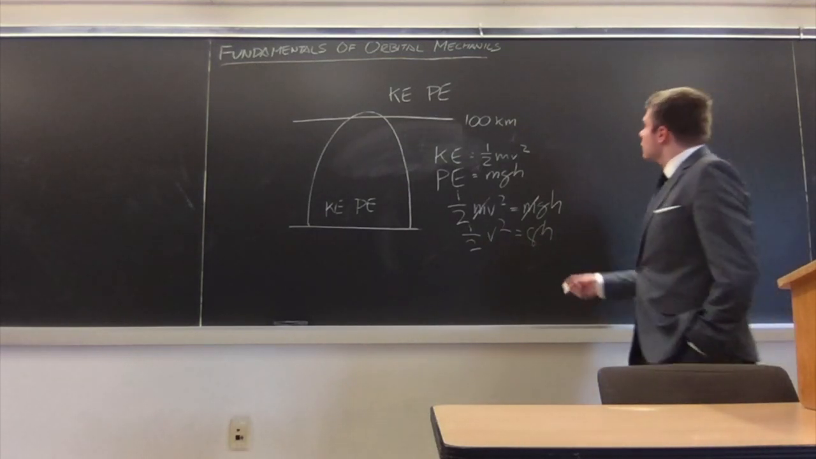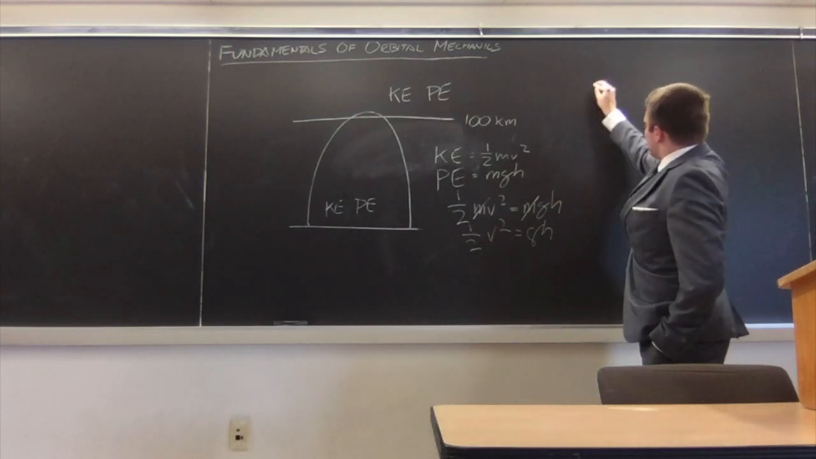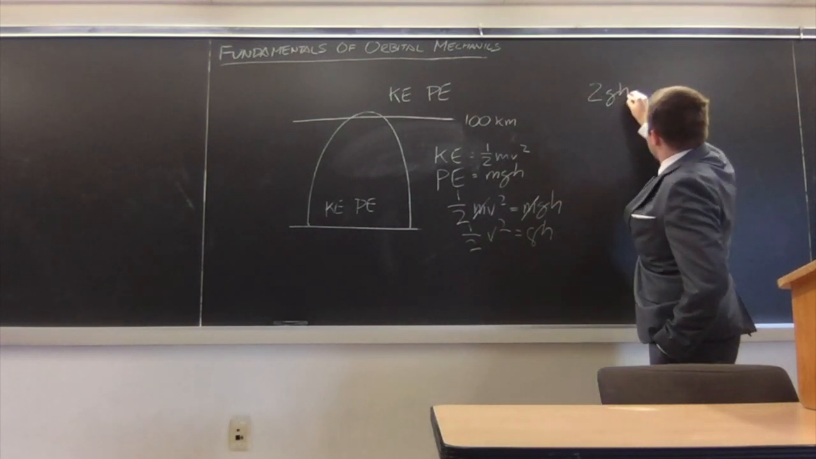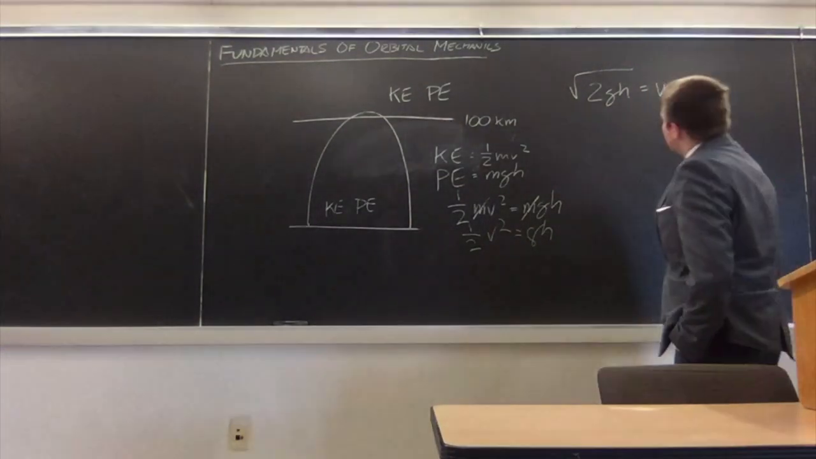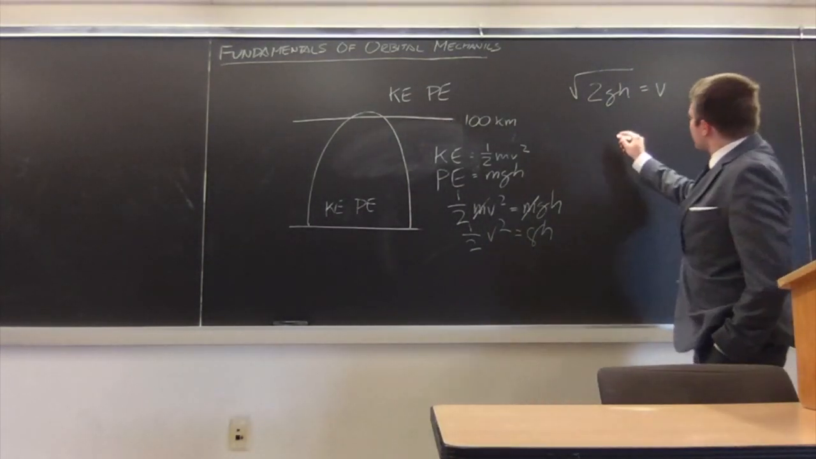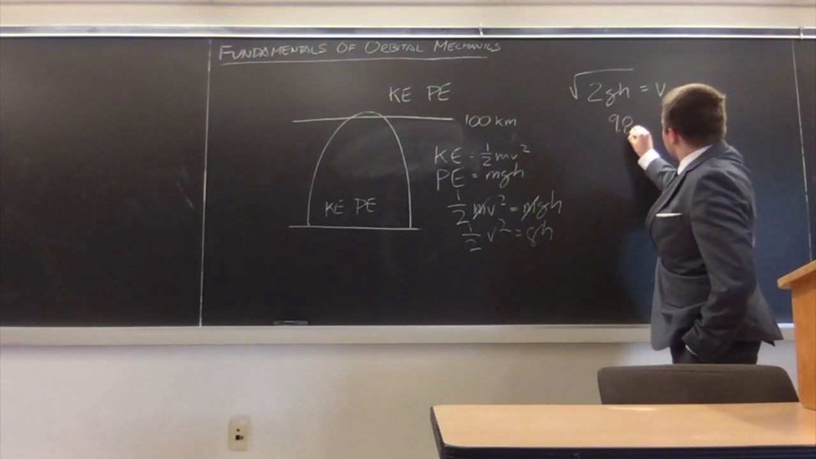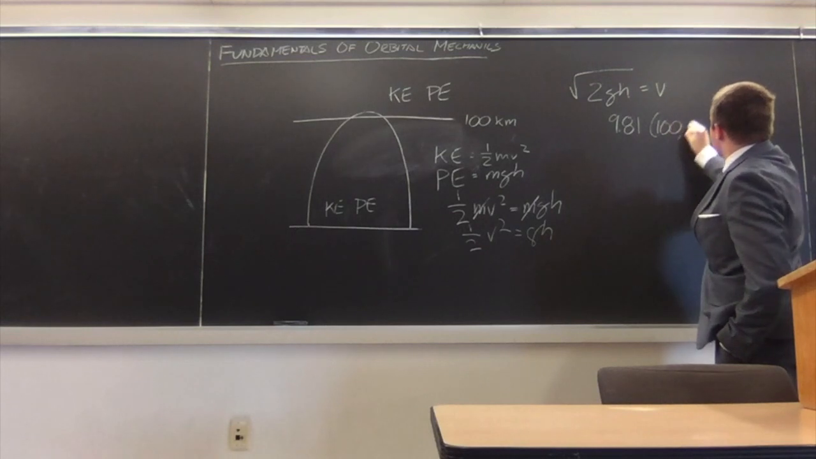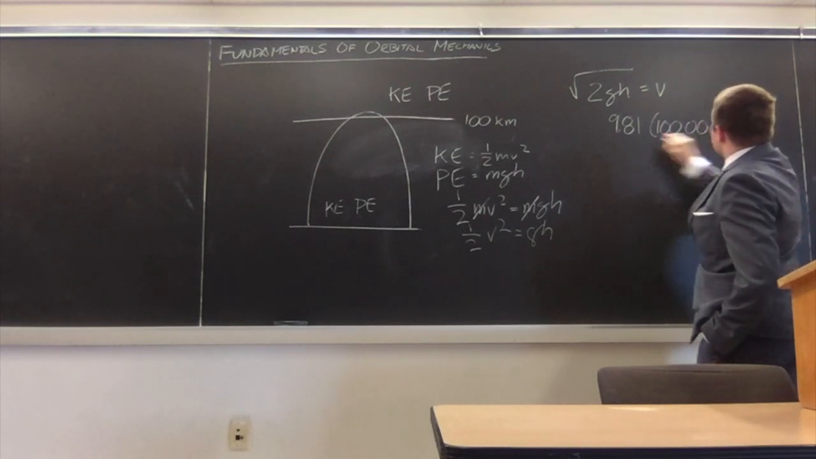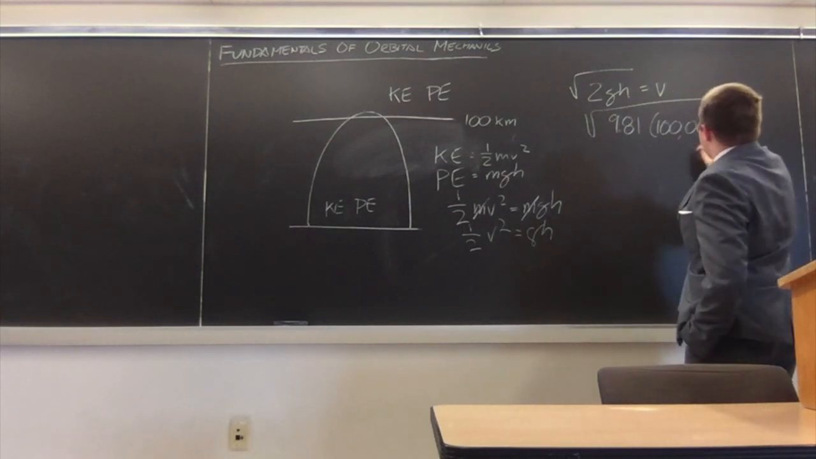So we can rearrange this. We can, of course, rewrite this as 2 times gravity times height, and the square root of that is equal to velocity. So now we can solve this. We know that the gravity at the surface of the Earth is 9.81 meters per second squared. We know we have to be consistent in our units, so we're going to be playing with 100,000 meters. And we take the square root of that function.